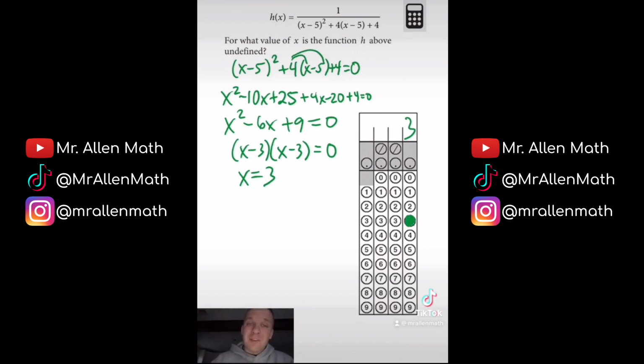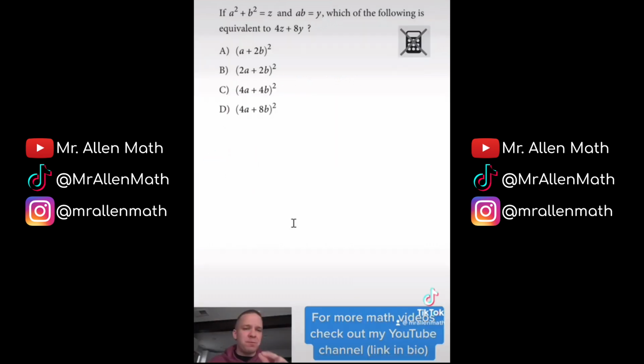That's a tricky problem right there. I'll be honest, initially I thought it was going to be 5. And I was like, hold the phone. We got addition going on outside those. We got to FOIL, we got to distribute, we got to set that equal to 0, go through the whole process, solve a quadratic. And that was awesome.